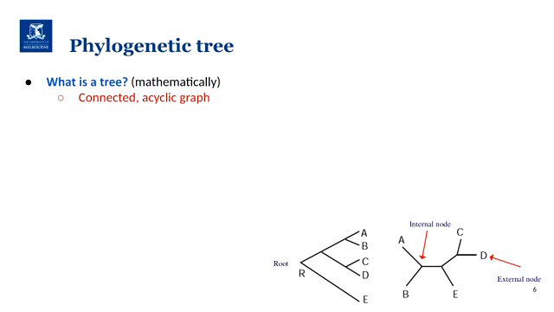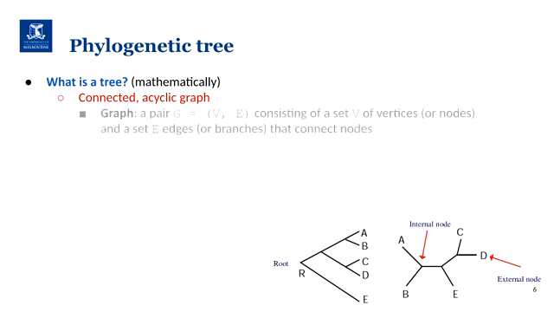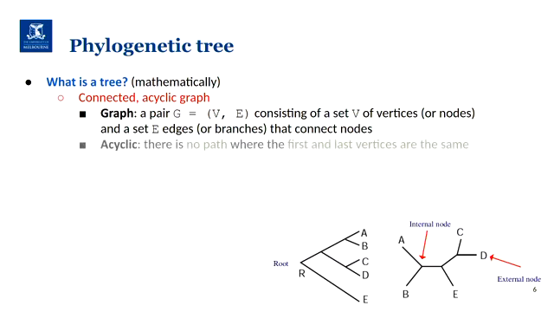Yeah. So what do graphs model? Graphs basically model objects and the relationships between objects. So yeah, you're right. So a graph is a pair G = (V, E) consisting of V vertices and E edges or branches that are connected. So that's a graph. So a tree is a type of graph that we said is acyclic, meaning there are no paths, there are no cycles. So no paths where the first and the last vertices are the same. Okay? That's basically a tree.